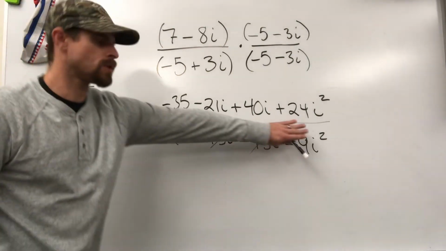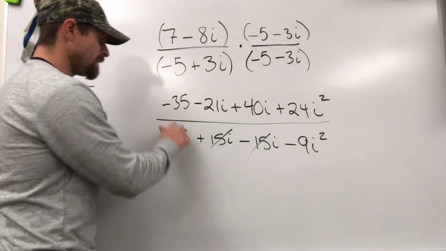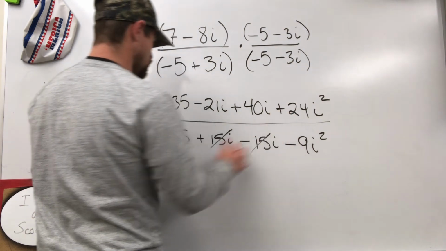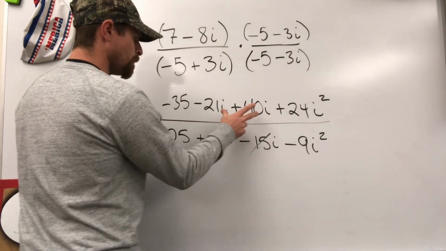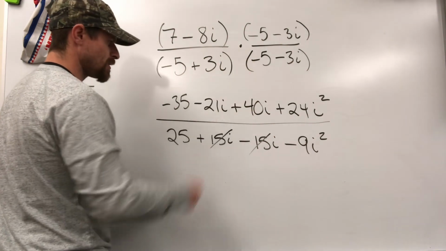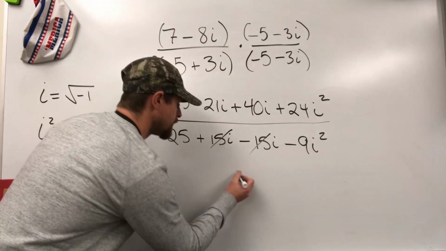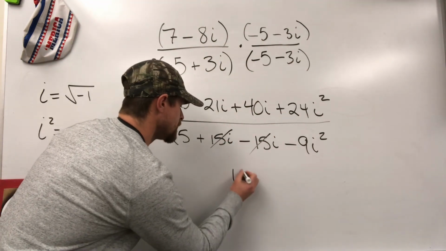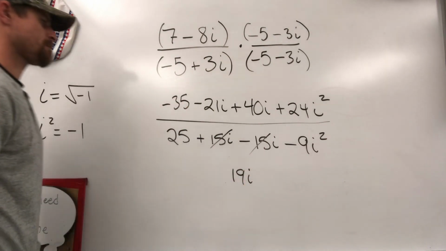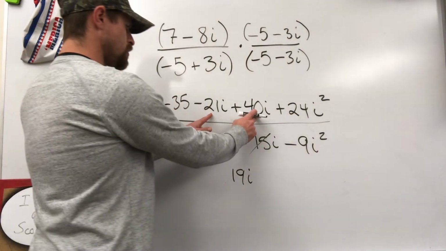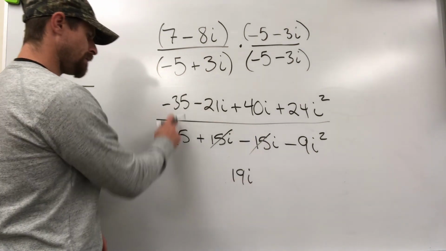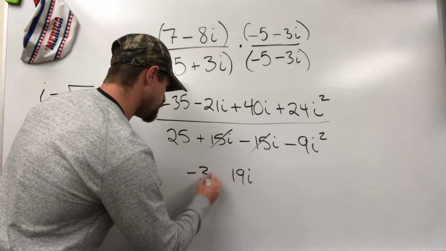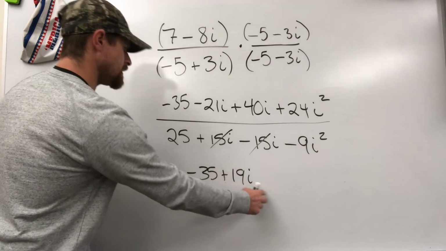So let's only focus on the top, ignore the bottom. Do I have any like terms out of all four of these? Well, I got a negative 21i and a positive 40i. Both of those are i terms. We can add those together and we're gonna get 19i. All right, so those two combine together to make 19i. Negative 35 is just gonna come down, negative 35. This was a positive 19i.